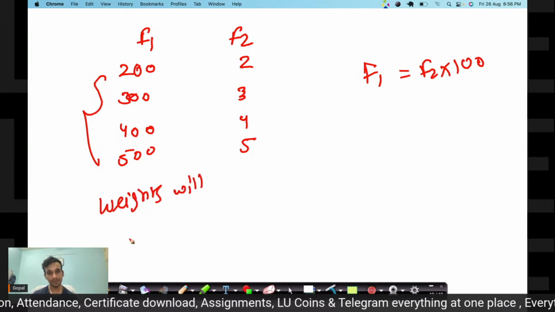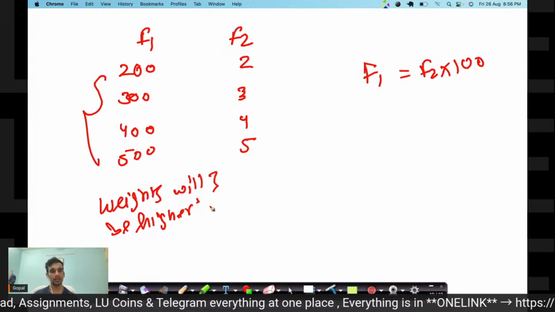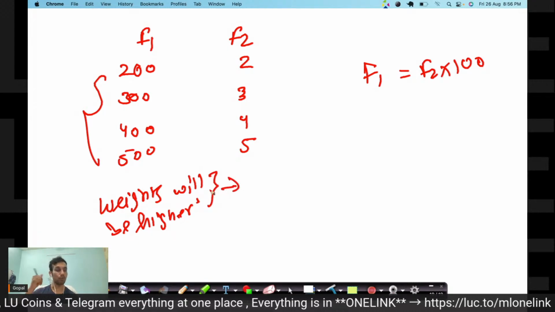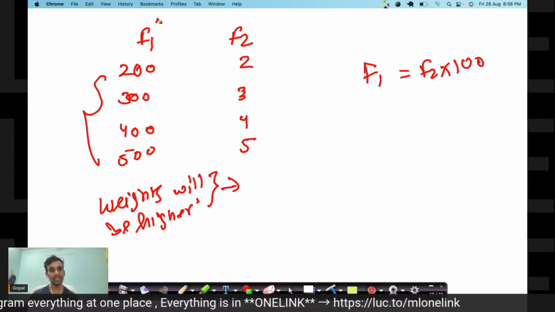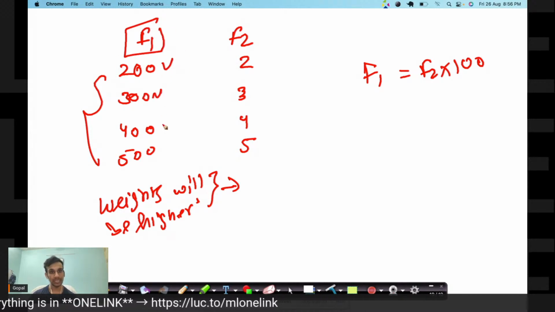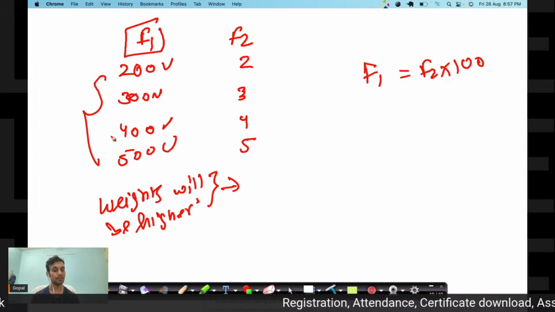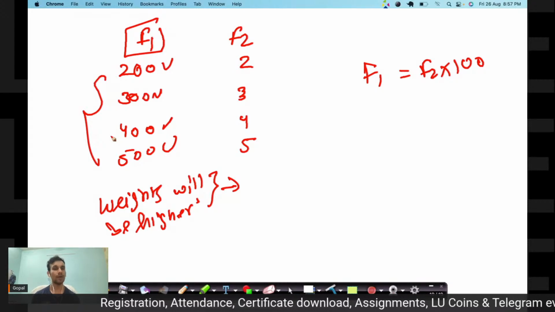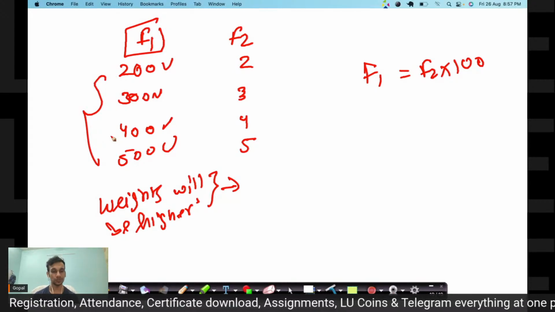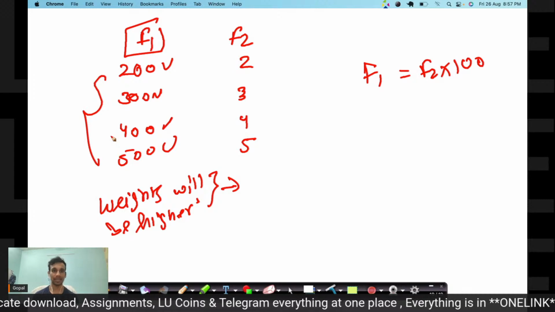Weights will be higher. And if weights are higher, your model might give preference to this feature f1 based only on these higher weights, which is not correct, and makes your model biased towards the f1 feature. So how exactly can we resolve this issue? Well, in that case, you can use what is called normalization.